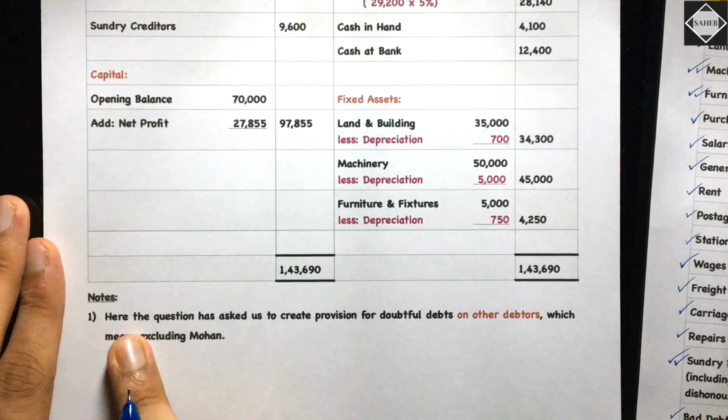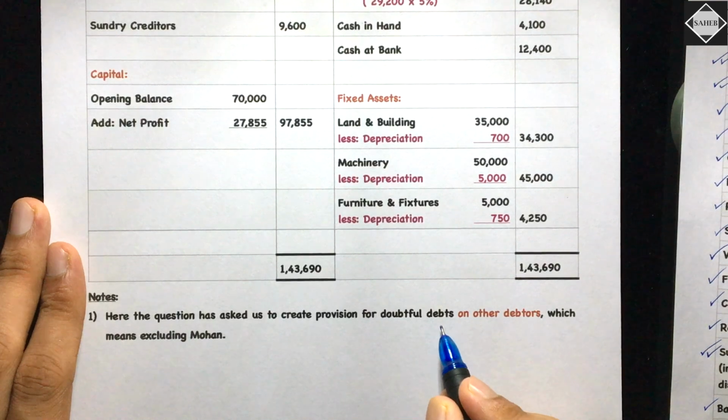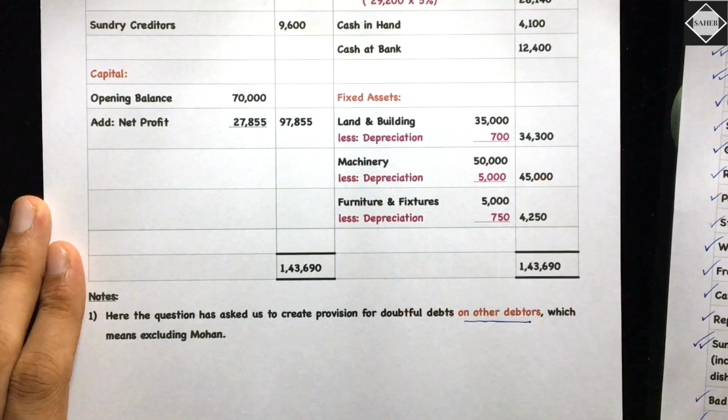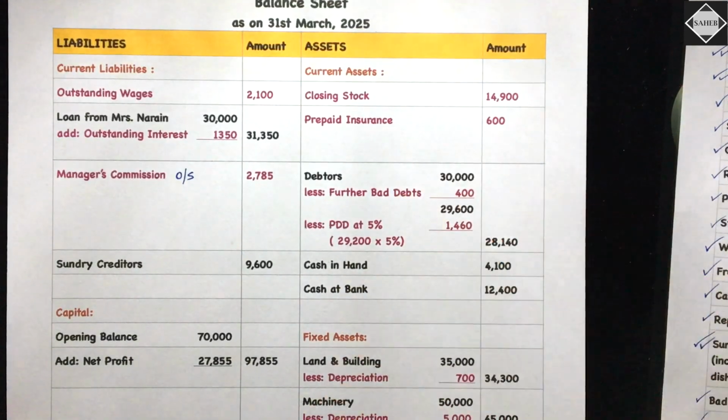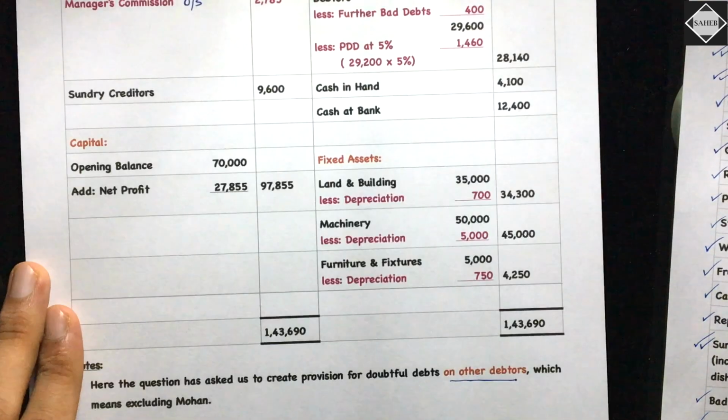Fine. Here I have written a note that in this question they have asked us to create provision for doubtful debts on other debtors. That is why we have excluded the Mohan. You know, we have not excluded the Mohan from the balance sheet. No, just for this calculation. Remember that. Okay. All right.